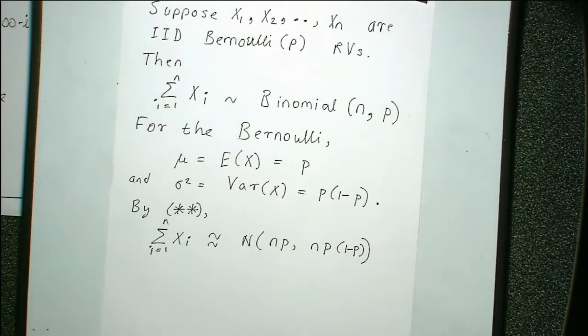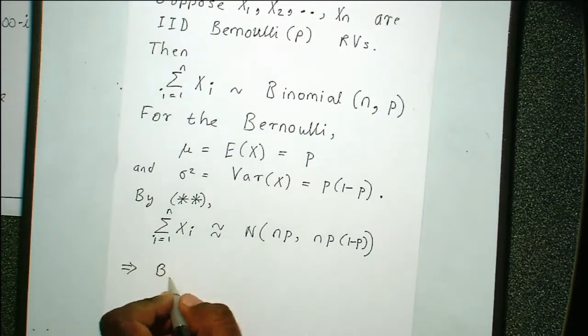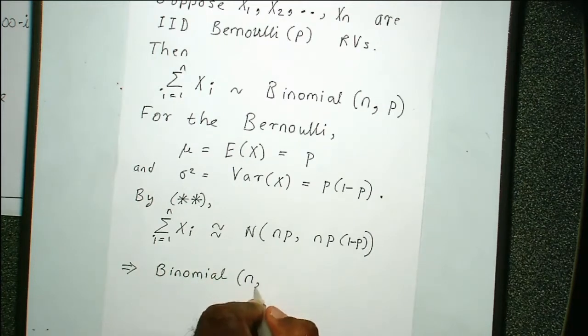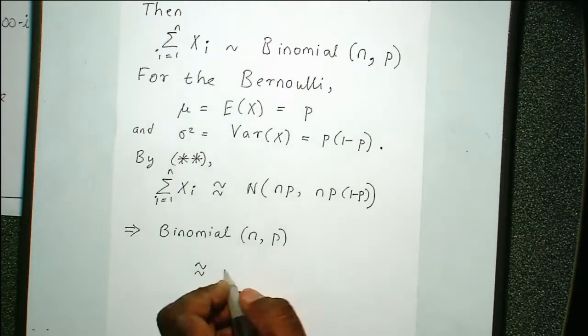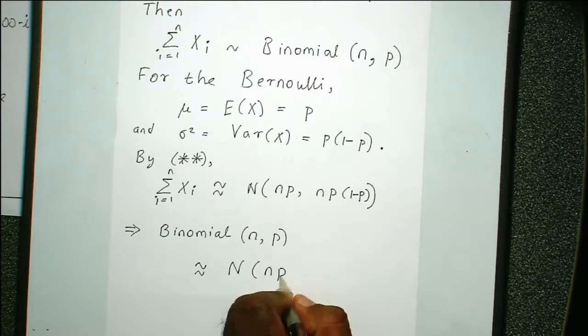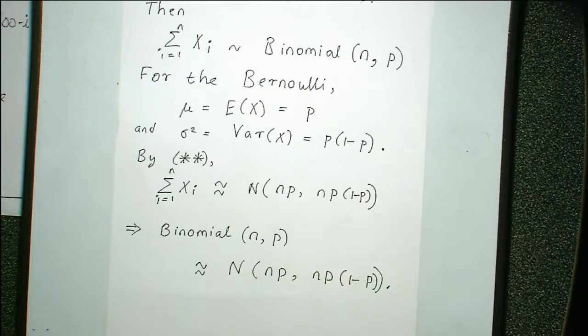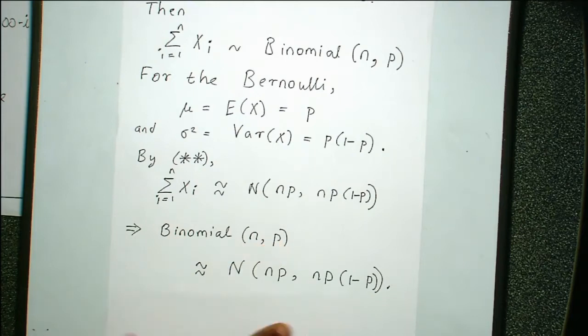So this implies that the binomial distribution with parameters n and p can be approximated by a normal distribution with parameters np and np times 1 minus p. So this is what I was trying to say earlier, that if n is large, like 100 or 1,000 or a million, you can approximate the binomial distribution by a normal distribution. And finding the probabilities for a normal distribution is much easier than for the binomial distribution.